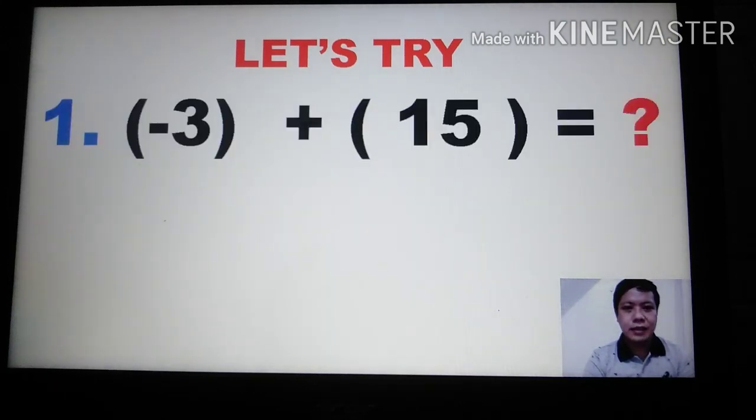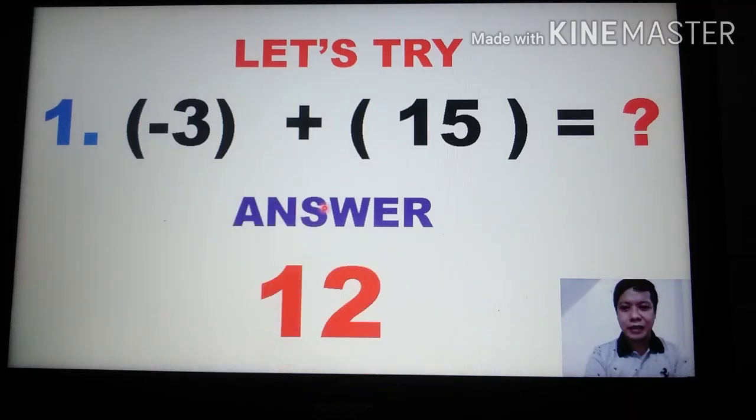Let's try this. Example, we have negative 3 plus positive 15. Number 1 question: what is the sum of -3 and +15? You need to focus on their sign, whether they are like sign or unlike sign. Our given is unlike sign. What are you going to do? And what sign are we going to follow? If you have an idea, I will give you 3 seconds. If you have the answer, the correct answer is +12.